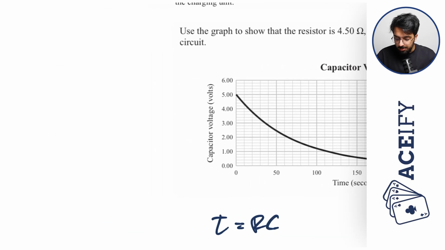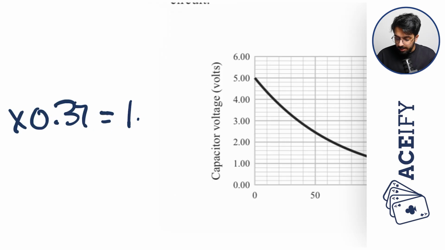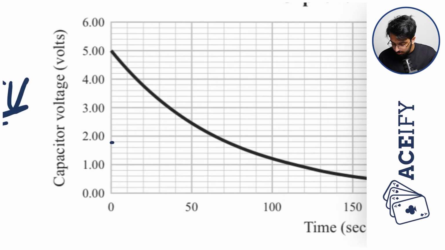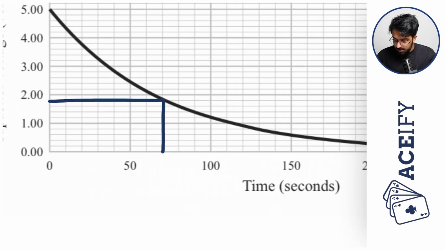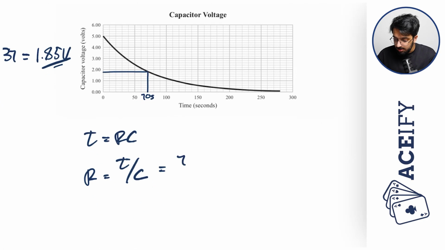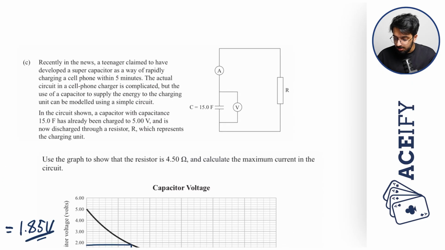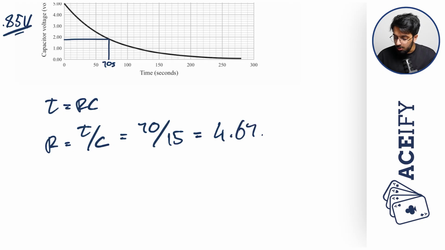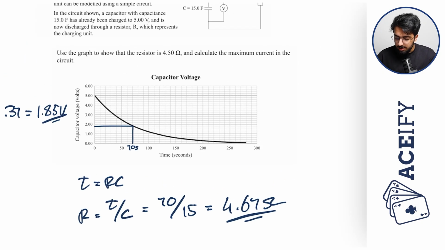In order to do that, we get 5 times 0.37, and that's equal to 1.85 volts. And so 1.85 volts is roughly right over here. As you can see, this is roughly 70 seconds. Therefore, because our time constant is 70 divided by our capacitance of 15, this gives a resistance of 4.67 ohms. Now, as you can see, this is slightly different to the 4.5 value.